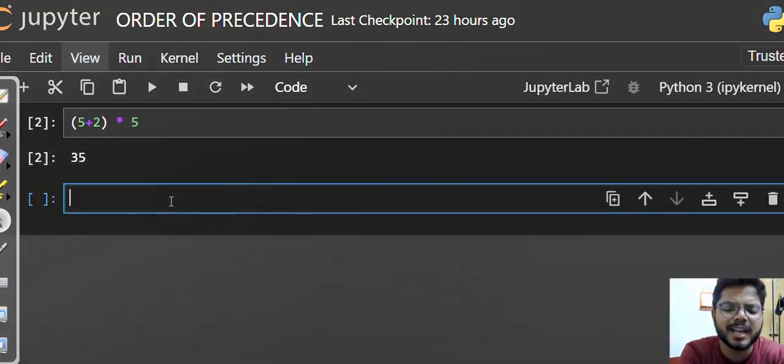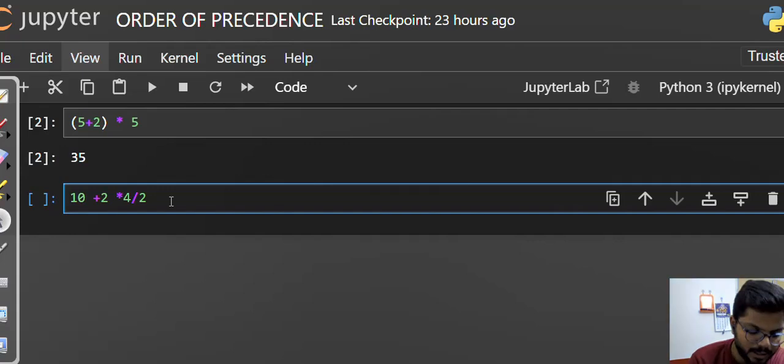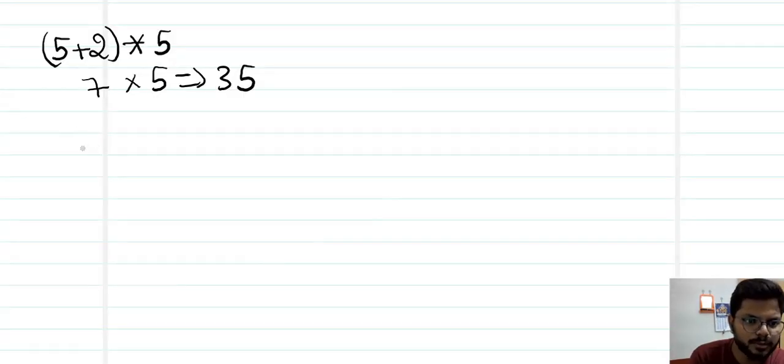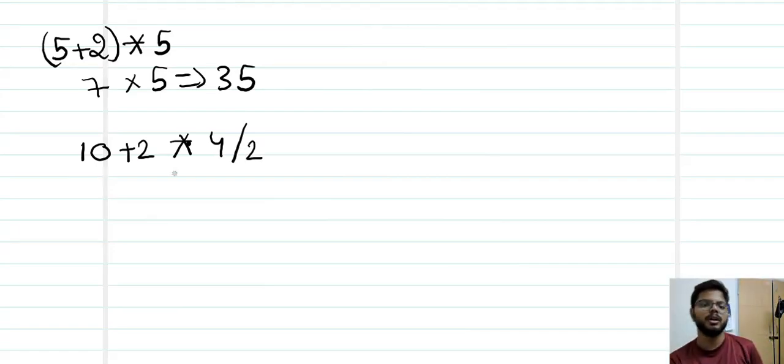Suppose I will write a random equation. We will try to execute from here. 5 plus 2, 10 plus 2 into 4 divided by 2. Now think what can be the answer? Just think what can be the answer. So if you think, 10 plus 2 into 4 by 2. Okay. So 10 plus 2 into 4 by 2. Now see carefully.